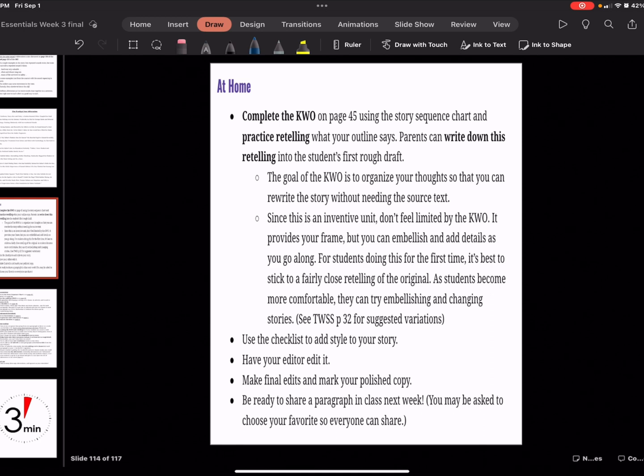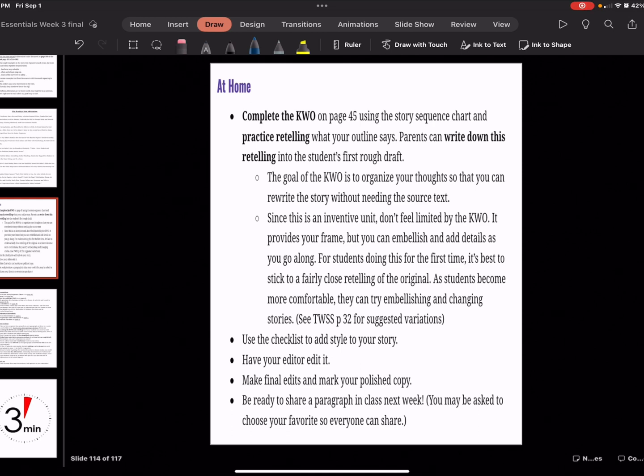Complete the keyword outline on page 45 using the story sequence chart and practice retelling what your outline says. Parents can write this retelling into the student's first rough draft, or you can type it up, or you can write it yourself. The goal of the keyword outline is to organize your thoughts so that you can rewrite the story without needing the source text.